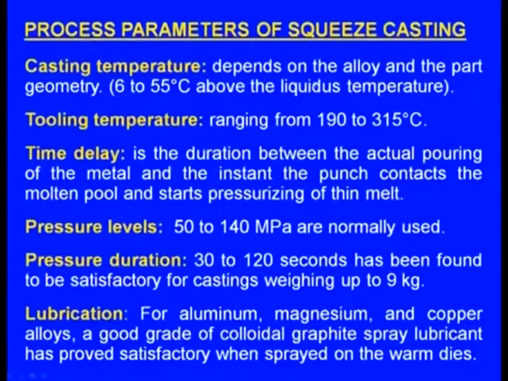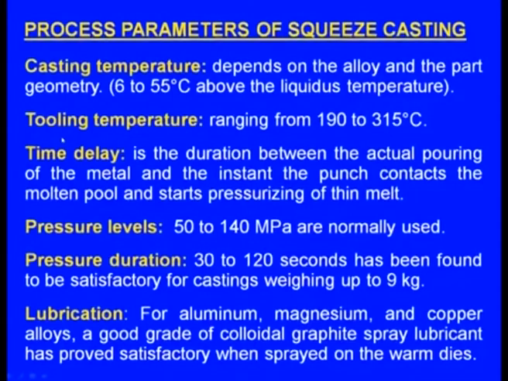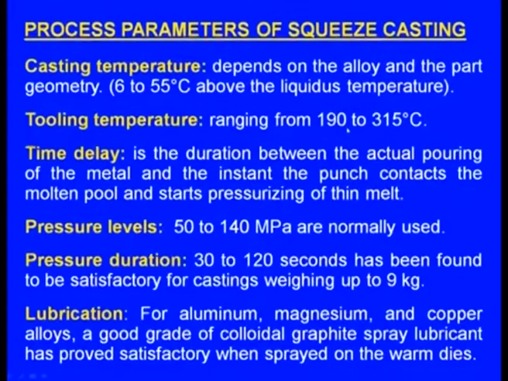Now, what are the process parameters of a squeeze casting process? One is the casting temperature. This casting temperature depends on the alloy and the part geometry, and it should be 6 degrees to 55 degrees centigrade above the liquidus temperature. The next parameter is the tooling temperature. The tooling temperature will range from 190 degrees to 315 degrees centigrade.